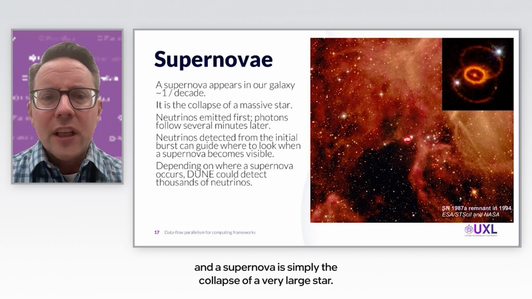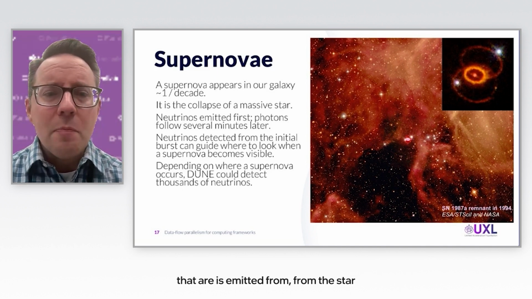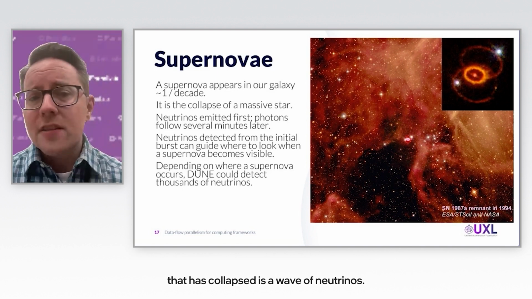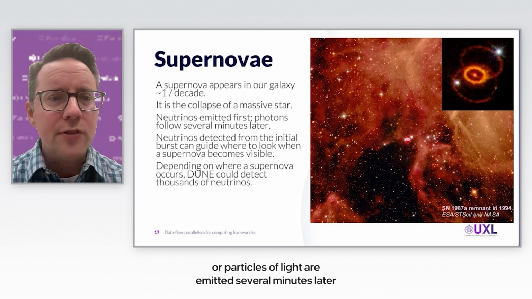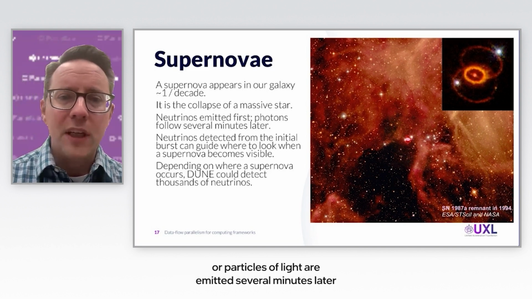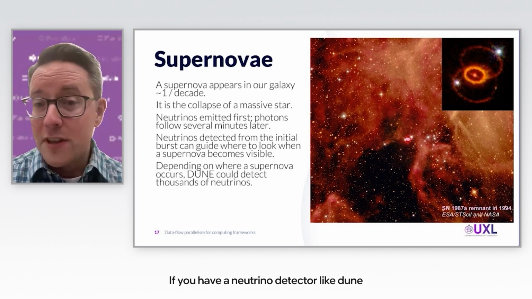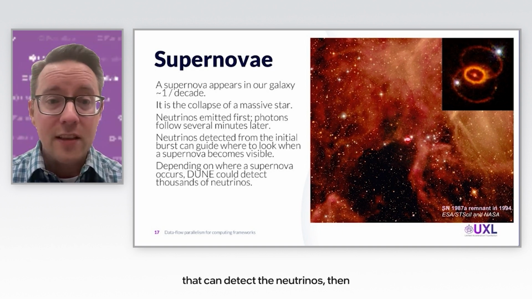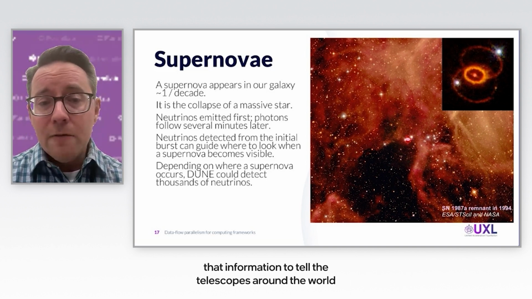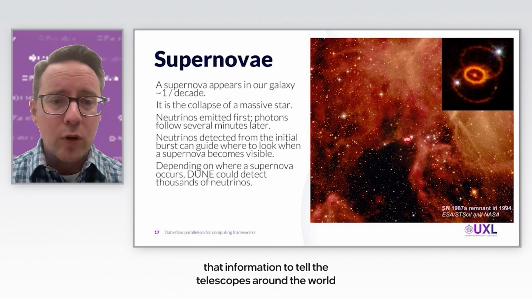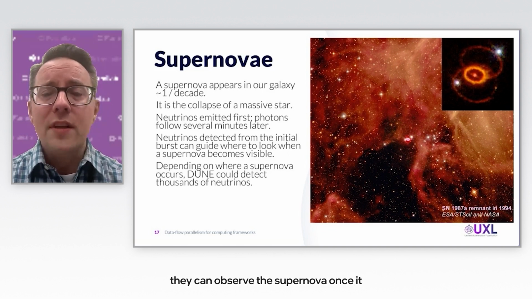And a supernova is simply the collapse of a very large star. Whenever that happens, the first thing that is emitted from the star that has collapsed is a wave of neutrinos. And that happens before the photons or particles of light are emitted several minutes later. Because the neutrinos are emitted first, if you have a neutrino detector like DUNE that can detect the neutrinos, then whenever it makes that detection, it can use that information to tell the telescopes around the world where they should point their instruments so they can observe the supernova once it actually becomes visible.